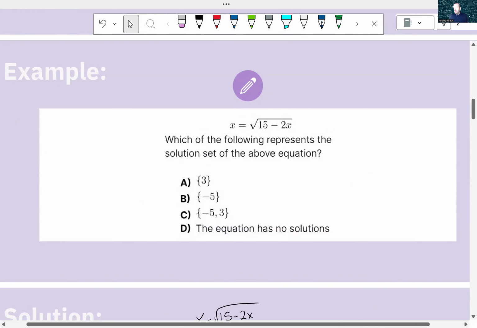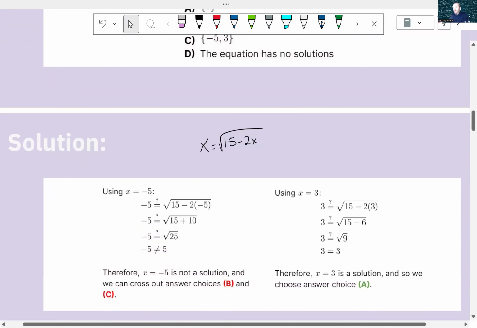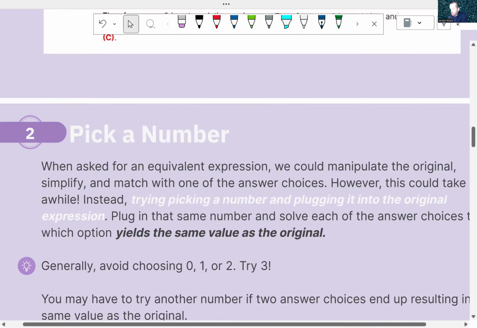So the key takeaway here: plug in your answer choices and see if that one fits. That'll save you a lot more time than if you were to say, okay, let's square both sides. We get x squared equals 15 minus 2x. Now we have a quadratic, and we have to solve with the quadratic formula. That can take a little bit of time. You could graph this and put this in Desmos as well. We'll go over that in just a moment here.